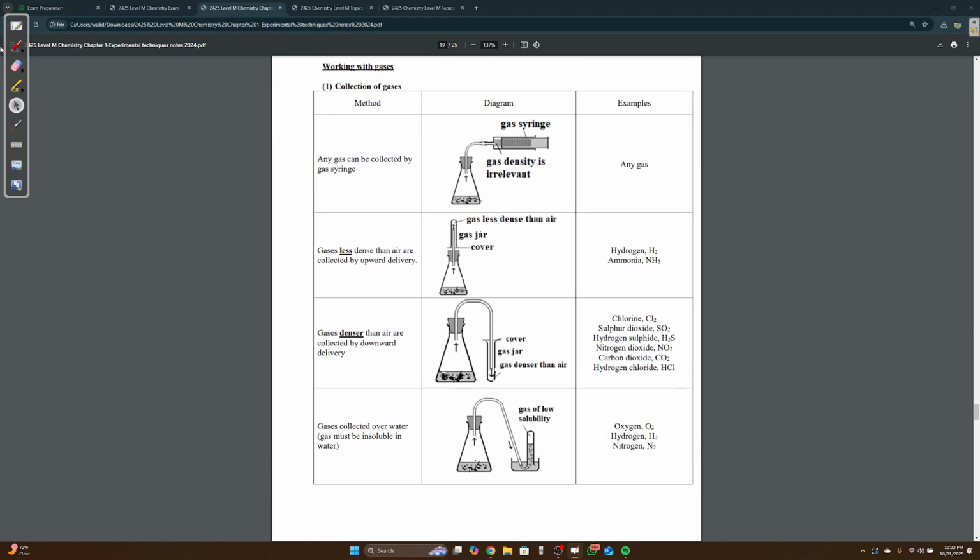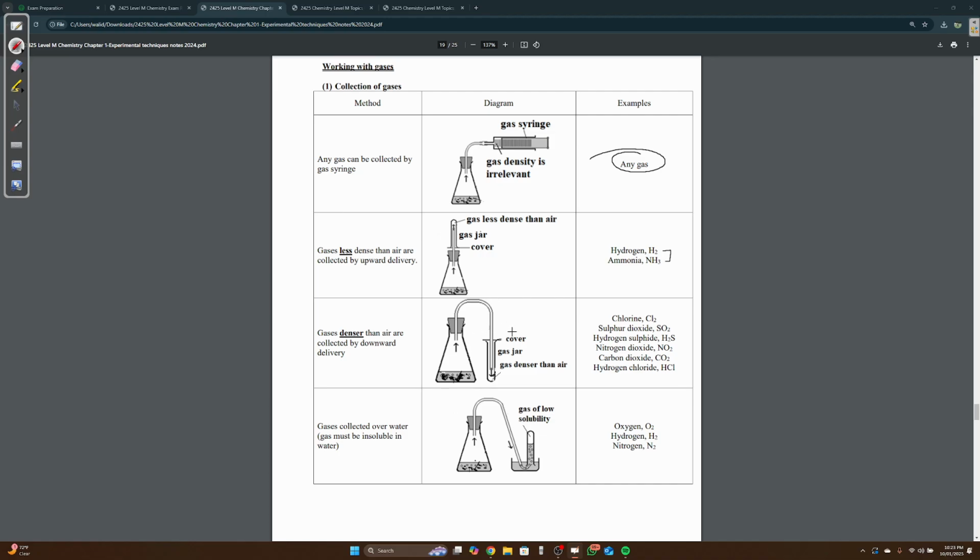I'm going to go over these one by one. For the gas syringe, it's nice and cute. We do it all the time because it works with any gas. For any experiment, this is the easiest one. Then, if something is less dense than air, it's going to float. The most common ones are hydrogen and ammonia. Do you memorize these? In my opinion, just look over them if you see them.